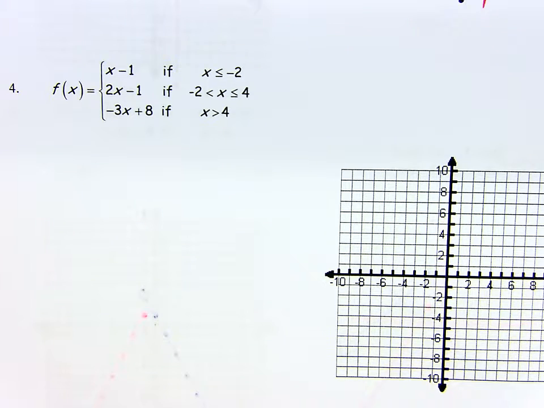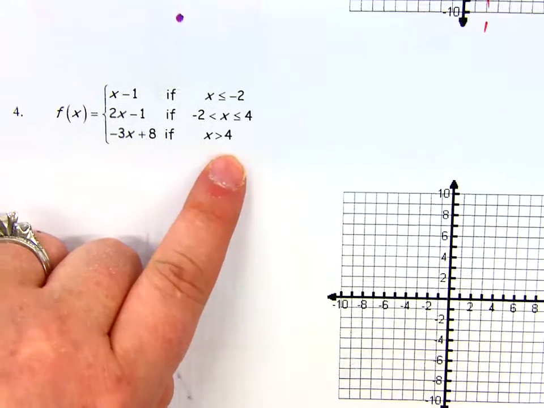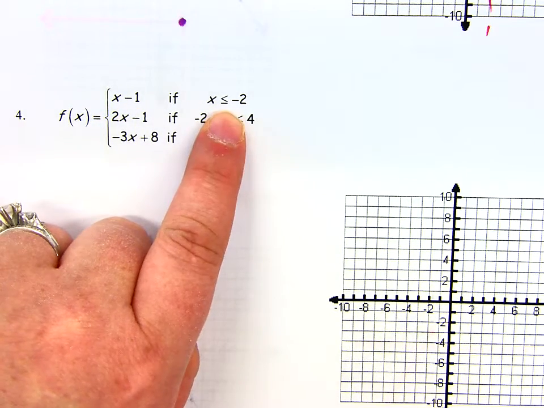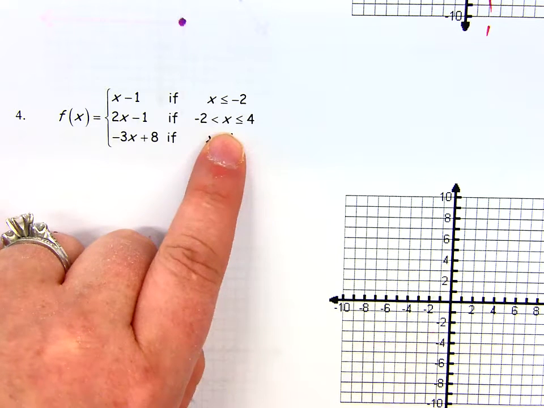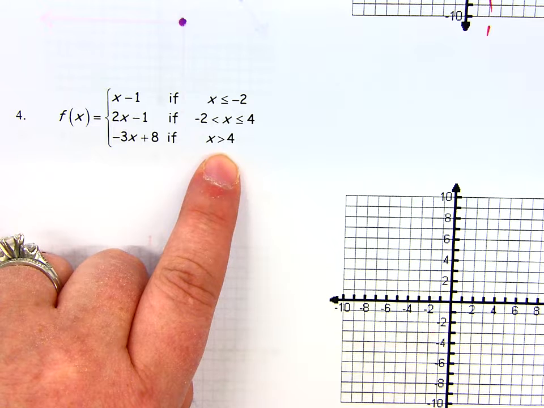Okay, so in this piecewise function graph, we have three parts. It works the same way. It's just that instead of having a left and a right-hand side, now we have a left, a middle, and a right. Okay? So we're going to have two dividing lines. So this top part of the function will only exist when x is less than or equal to -2. This one exists between -2 and 4, and then this one is when x is greater than 4.